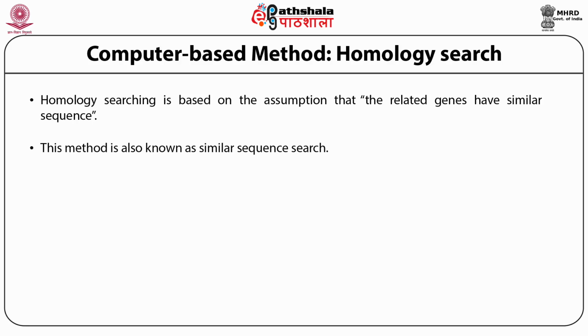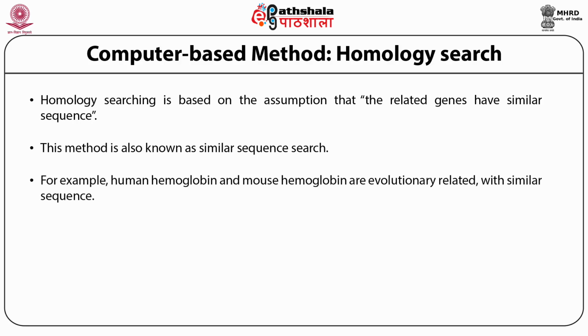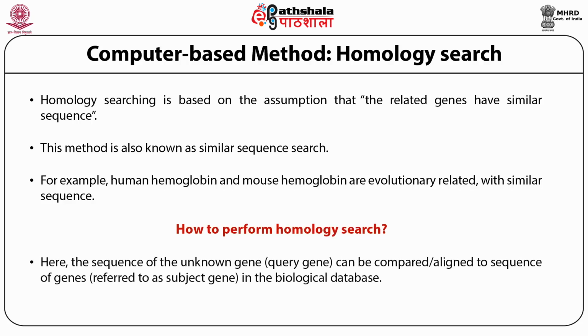This method is also known as similar sequence research. For example, human hemoglobin and mouse hemoglobin are evolutionarily related with similar sequence. Now the next question arises, how to perform homology search? Here, the sequence of the unknown gene or the query gene can be compared or aligned to sequence of genes in the biological database.